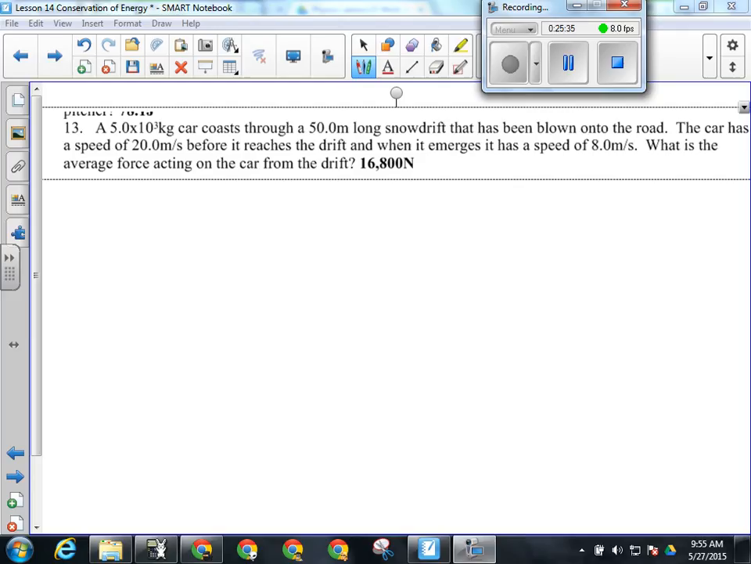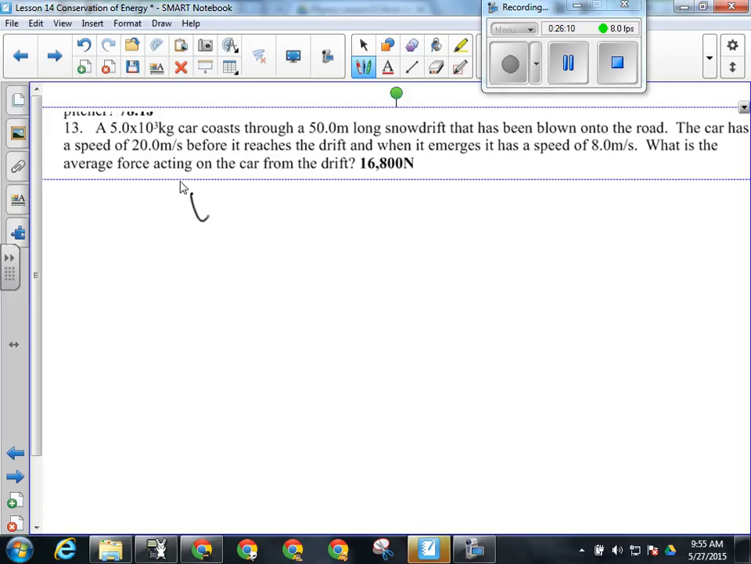So on number 13 here, we've got this 5,000 kilogram car, and it's moving through a 50 meter long snowdrift that's been blown onto the road. When it goes in, it's going at a speed of 20 meters per second, and when it exits, it's only going 8 meters per second. So what's happened to it? It's slowed down. Was there a decrease in energy? If there's a decrease in energy, there's a change in energy. Did the snowdrift do work on the car? Or actually, it's the other way. The car did work on the snowdrift because the car lost energy.